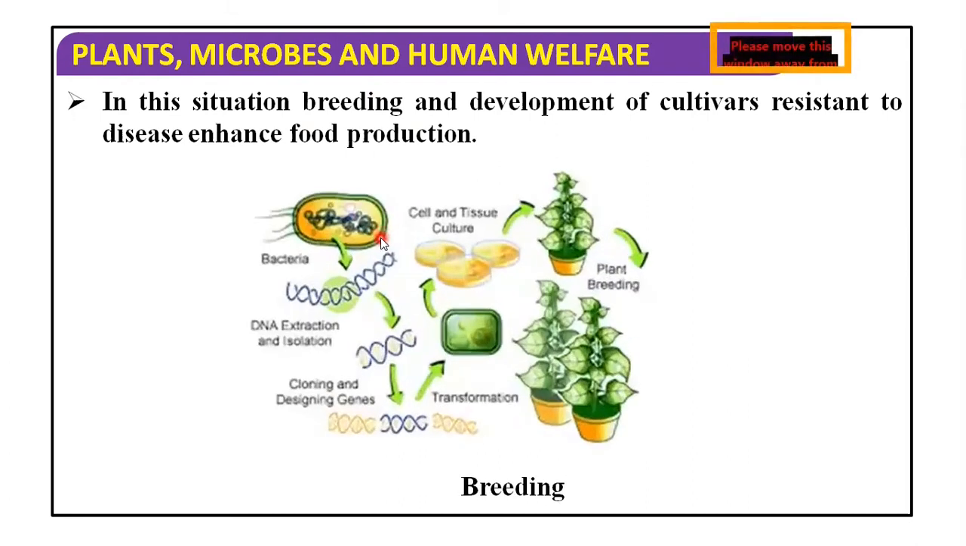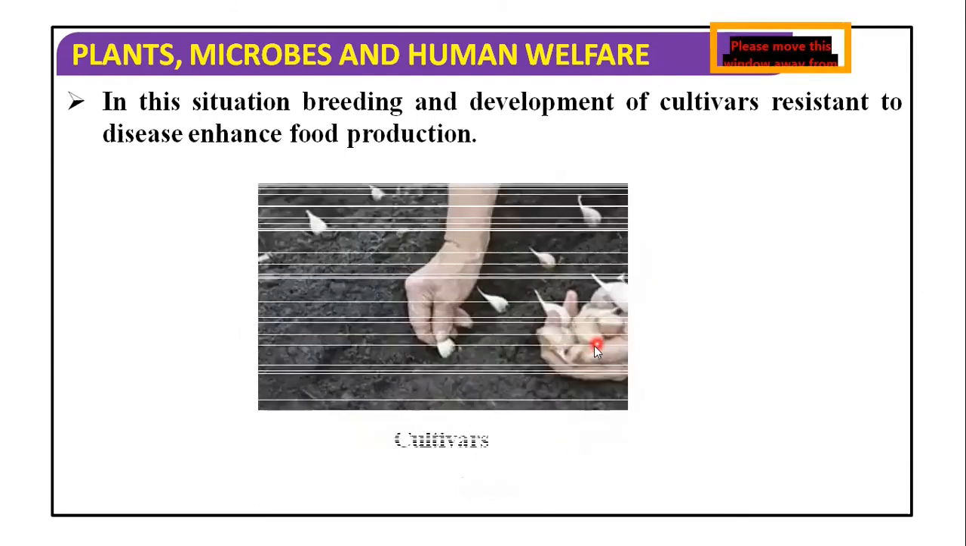Now suppose this is a bacterium and this is the DNA extracted from the bacterium. In the cloning method, the fragment is inserted into another DNA and it will transform. This is the transformation method where it multiplies, and it is the culture method where we culture the tissue, the tissue culture technique, and it will be inserted into the plant, which gives the breeding method. Means from one plant we will get a variety of the crop plant.